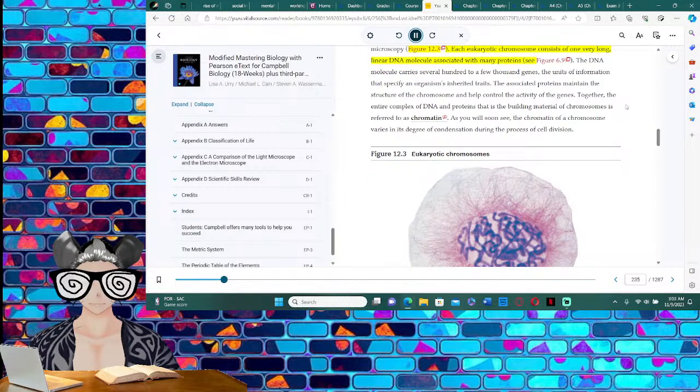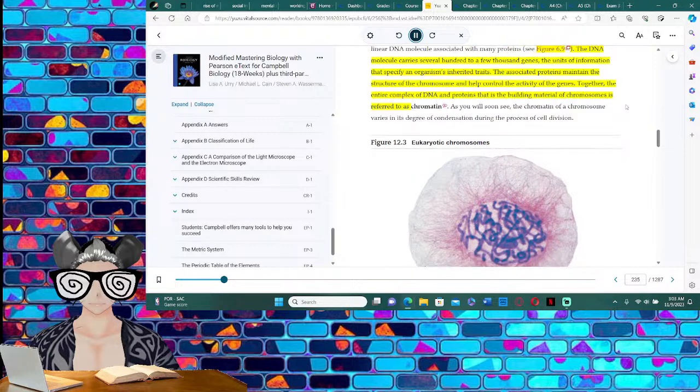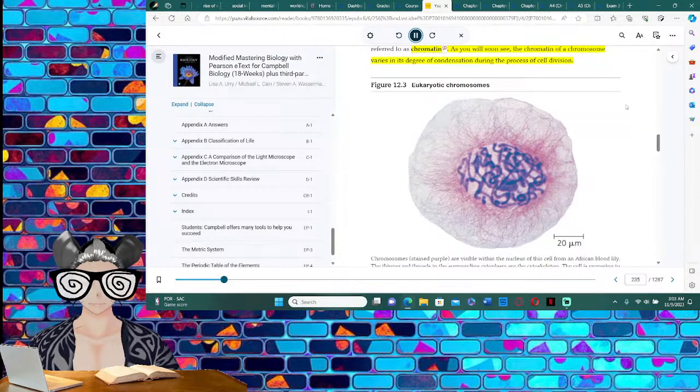Figure 12.3. Each eukaryotic chromosome consists of one very long, linear DNA molecule associated with many proteins, see Figure 6.9. The DNA molecule carries several hundred to a few thousand genes, the units of information that specify an organism's inherited traits. The associated proteins maintain the structure of the chromosome and help control the activity of the genes. Together, the entire complex of DNA and proteins that is the building material of chromosomes is referred to as chromatin. As you will soon see, the chromatin of a chromosome varies in its degree of condensation during the process of cell division.